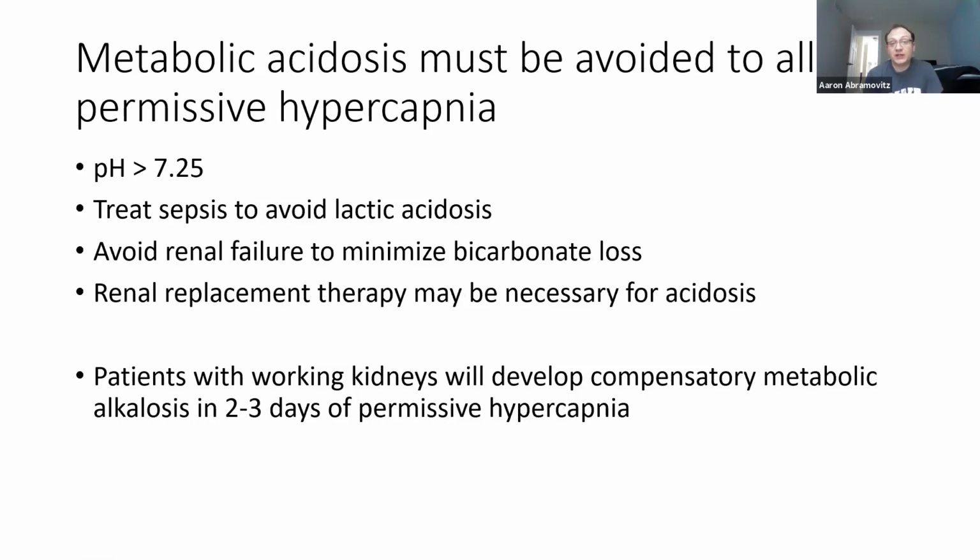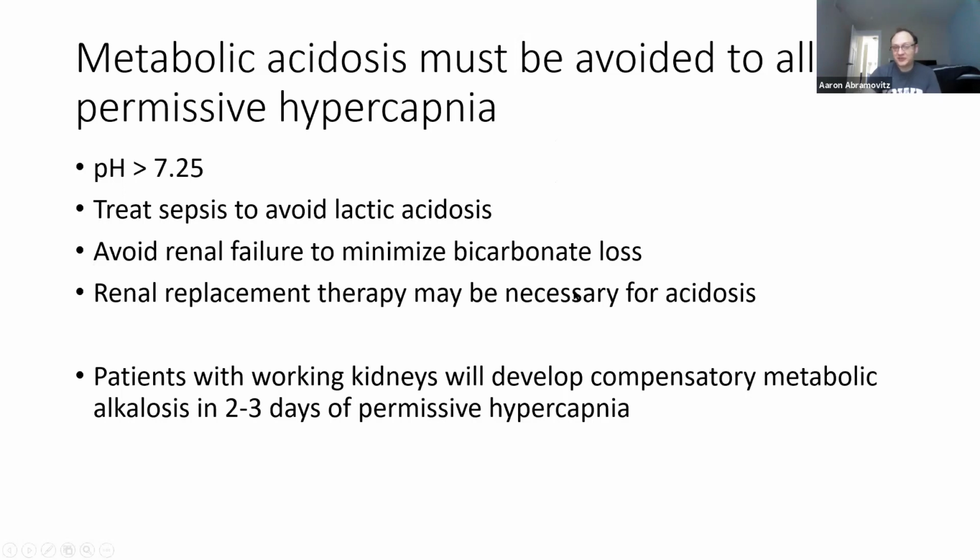To be able to allow persistent permissive hypercapnia, metabolic acidosis really must be avoided. And you see this time and again in our COVID patients where initially they have working kidneys and they develop this compensatory metabolic alkalosis. You see the high bicarbs, but as soon as they have renal failure, the bicarb plummets and the pH becomes really hard to control, and we end up struggling to make up for the metabolic component with respiratory reserve that the patient just doesn't have.